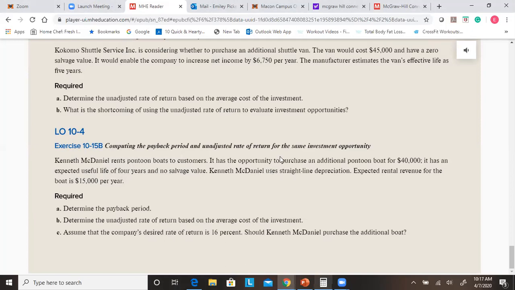So when we do that, instead of 15,000 over 40,000 divided by 2, you have 5,000 over 40,000 divided by 2, and that gives you 25%. Okay, so when you have depreciation, that is the correct way to do it, to subtract out your annual depreciation from your annual revenue. Any questions on that?